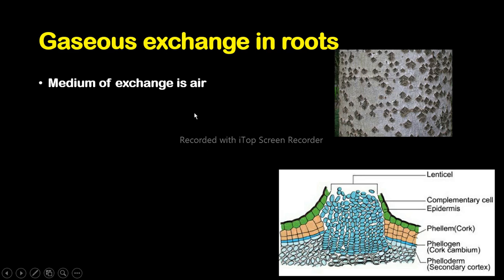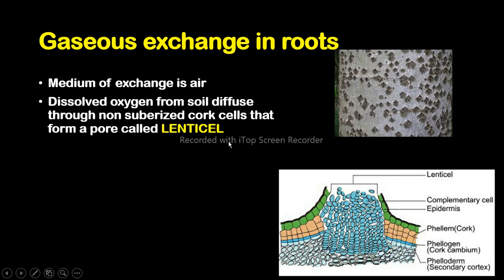The medium of exchange is of course air, and gases are exchanged between the inside and the outside environment through specialized structures called lenticels. Dissolved oxygen from the soil diffuses through non-suberized cork cells. These are cork cells, but they do not have the suberin. And so the gases dissolved in the neighboring soil, if it's a root, or the neighboring air, will easily diffuse through these specialized pores called lenticels.